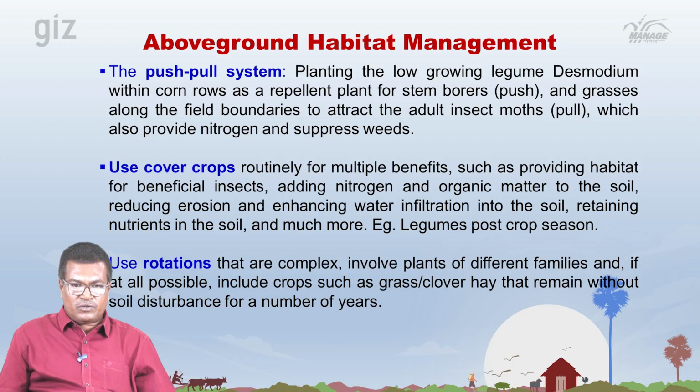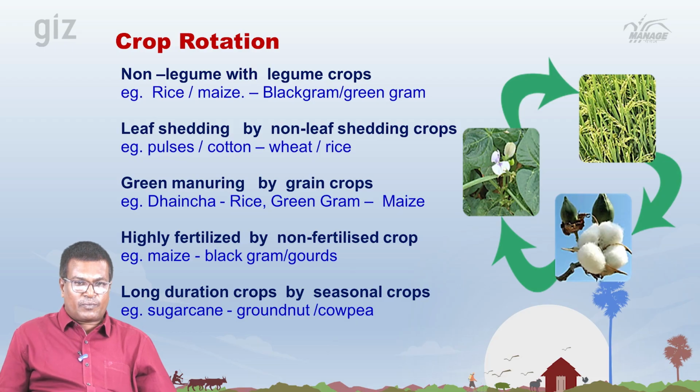And then you have to use different crop rotations, which involve plants of different families, and if at all possible include crops such as grass or clover or hay that remain without soil disturbance for a number of years, which will improve the soil condition, especially the organisms growing inside the soil, because they will not disturb their relations. So this is an example of crop rotation where non-legume is rotated with legumes, or leaf shedding plants are rotated with non-leaf shedding plants, and green manuring by grain crops, highly fertilizer needed crops with non-fertilizer crops, long duration crops with short duration crops.